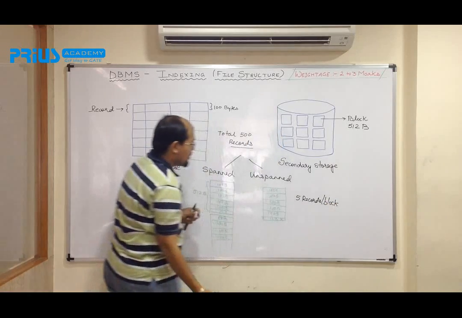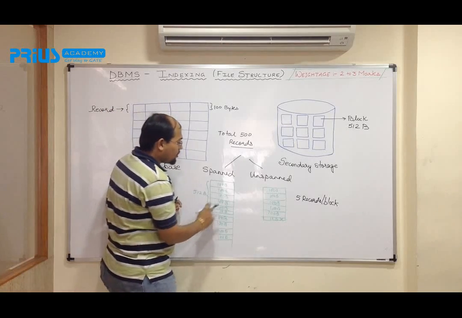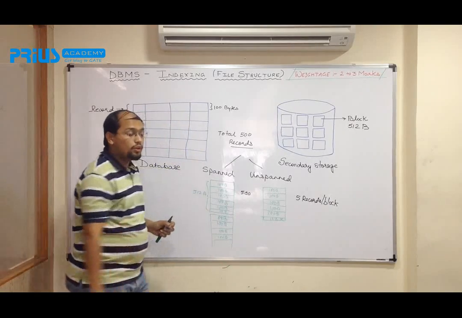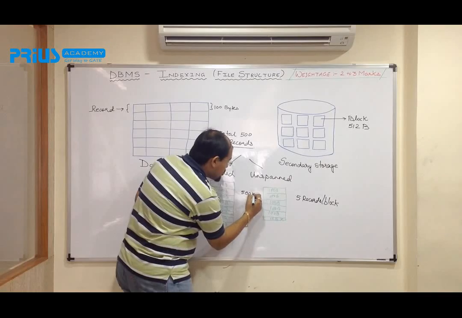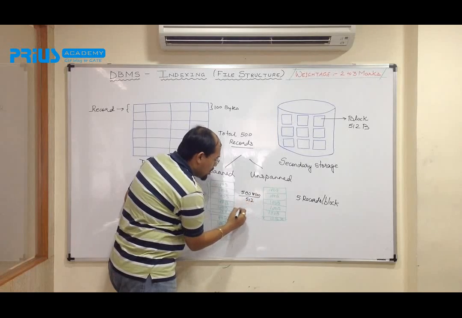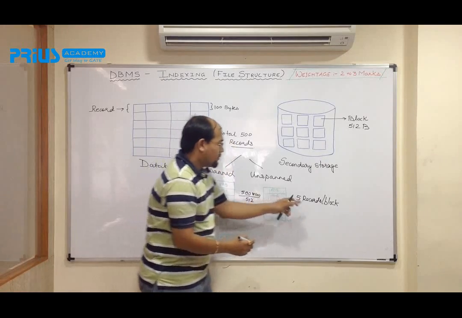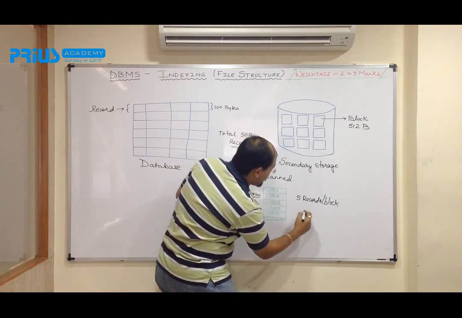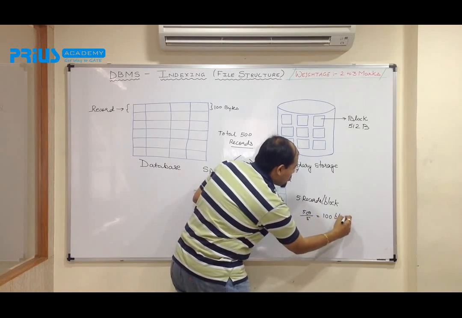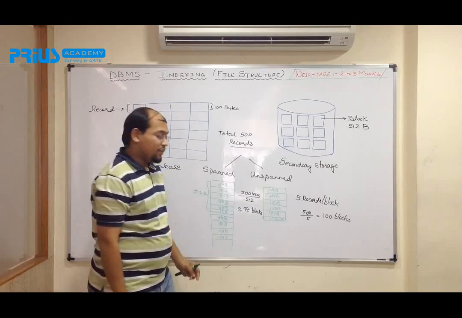Whereas in spanned organization, how many blocks do you require? As we saw, there are 500 records and I need to store them into 512 byte blocks. So 500 into 100 is the total size of the records. If I divide it by 512, it will give me approximately 98 blocks, whereas over here, with 500 records, 500 divided by 5 will give me 100 blocks. So this is ideally the difference between spanned organization and unspanned organization.